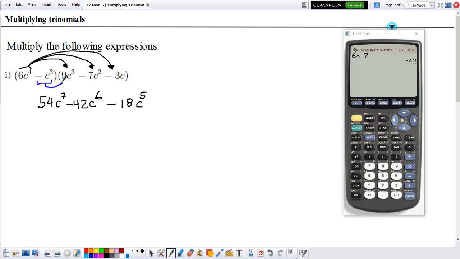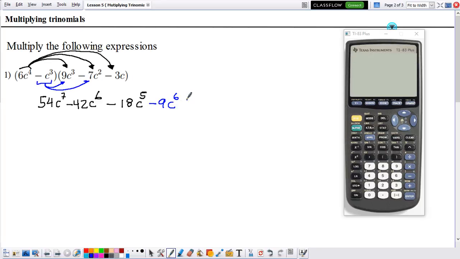Negative c to the third times the first one, which is 9c to the third. So let's see. Negative times a positive is a negative. 9, there's always an imaginary 1 here. So 9 times 1, that's just 9. c to the third times c to the third, that's c to the 6. Because remember, if they have the same base, we're just going to add the exponents. 3 plus 3, that's 6. So that's good.